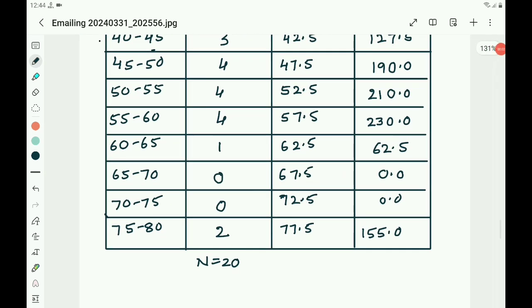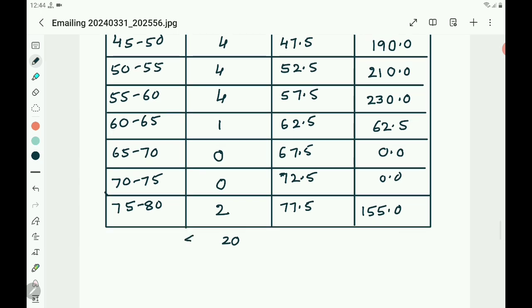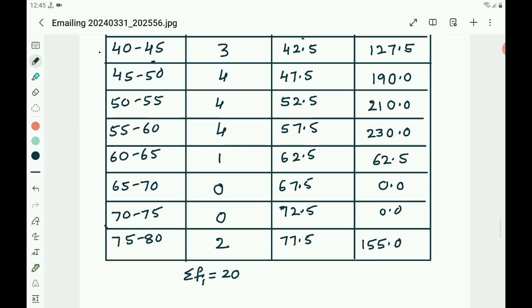Here you got n. n is nothing but sigma fi. For the formula we have to use sigma fi, so instead of n you write sigma fi. Both of them are the same. Sigma fi is nothing but n, that is the number of students or total number of weights here.